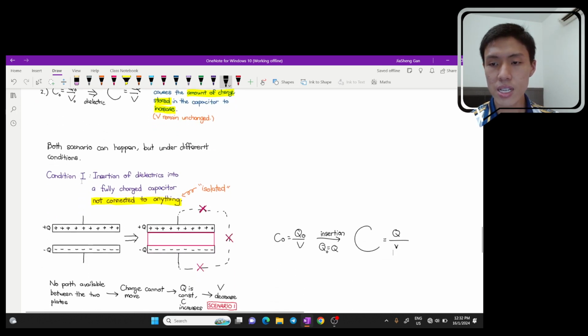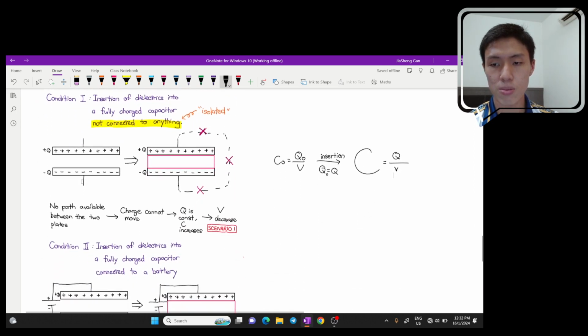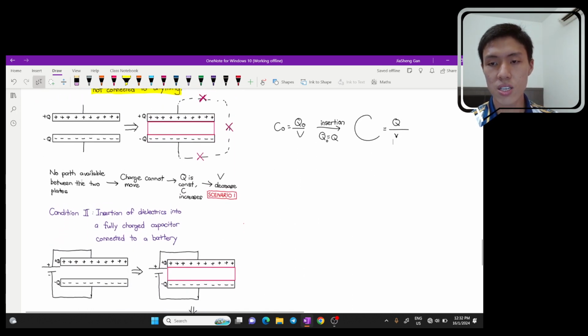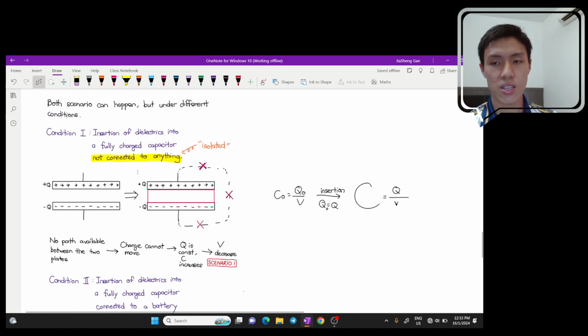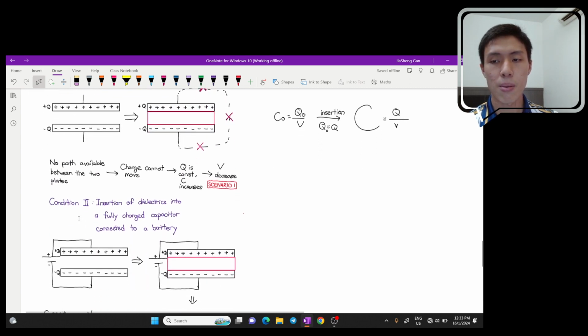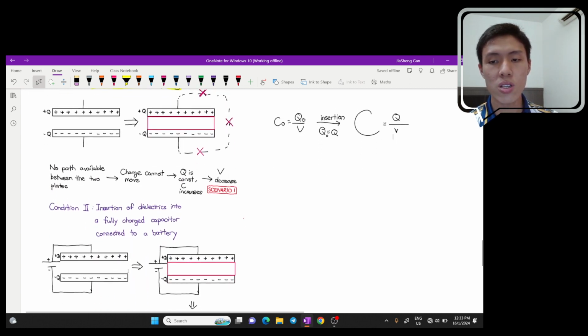Okay, let's continue to condition number 2. Condition number 2 is if you insert the dielectric into a fully charged capacitor while the capacitor is connected to a battery. Okay, so in condition 1 just now, there's no connection to anything. We call it isolated. But now in condition 2, we are going to insert the dielectric while the capacitor is still connected to the battery.